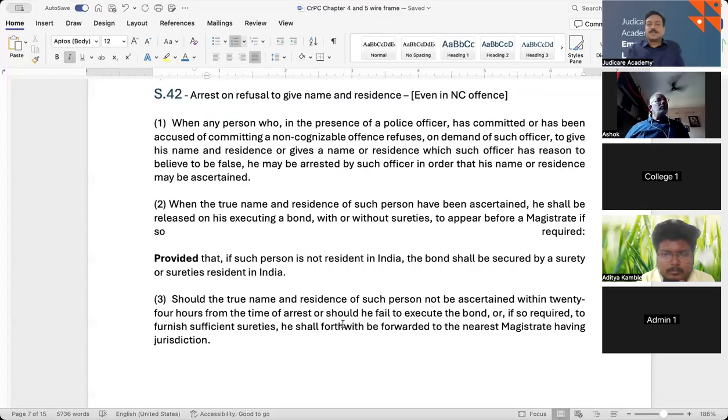Sub-section 2 says that when the true name and residence of such person have been ascertained, he shall be released. So when the police officer asks your name and you say, my name is Aditya Kamble, or my name is Ashok and I live in so-and-so society, and the police officer has reason to believe it is right, or wanted to check through somebody and believes it is fine, you might be released without anything. You might be released on a bond of some amount, with or without surety, which means somebody gives a guarantee on your name that you will not run, and you may not even be required to appear before a magistrate.